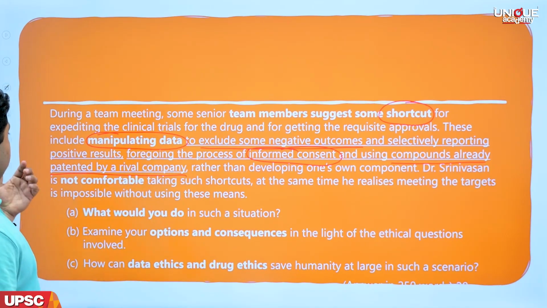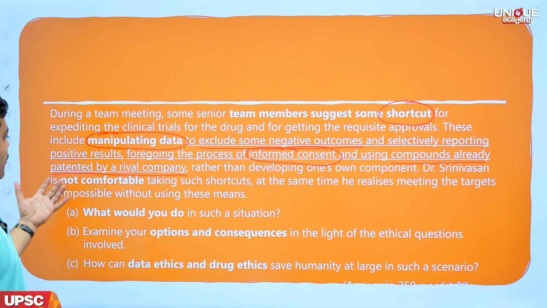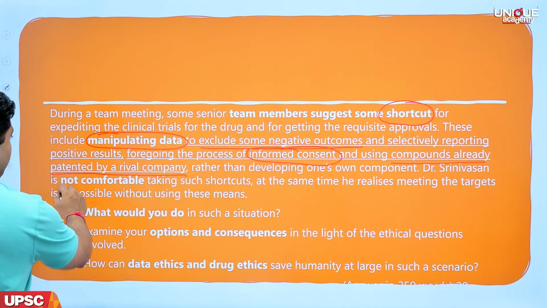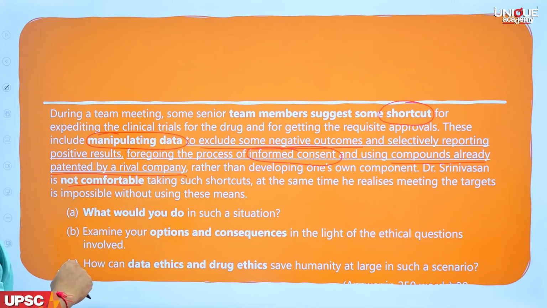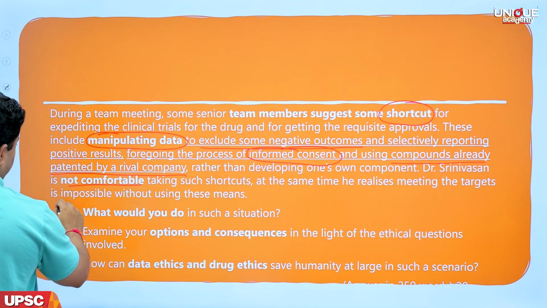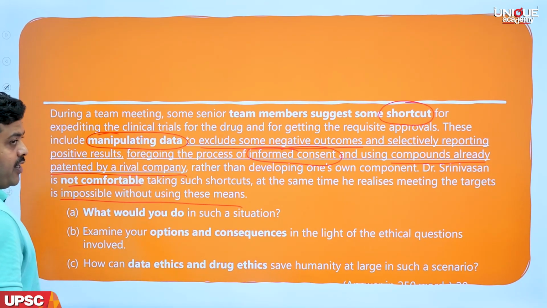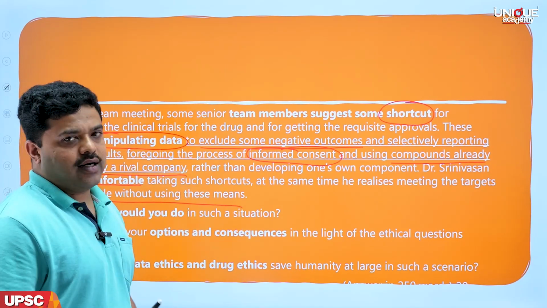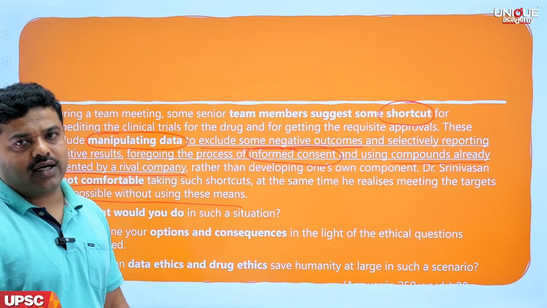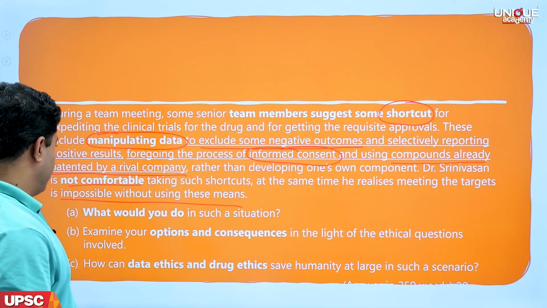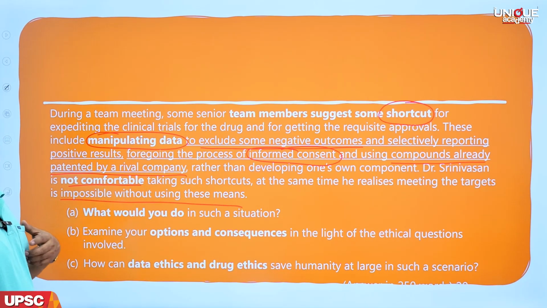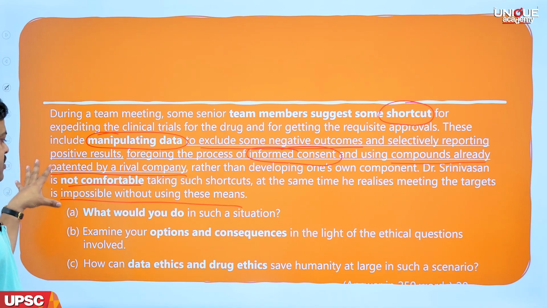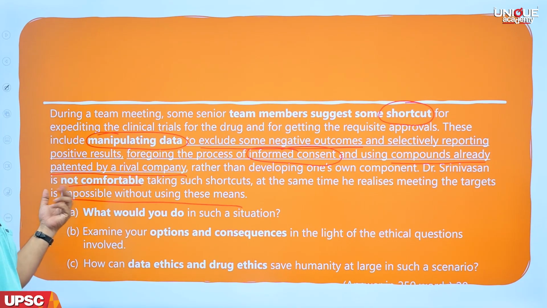Okay, Dr. Srinivasan being ethical person, he is not comfortable with any of these suggestions. Okay, at the same time he realizes meeting the target is impossible without using such means. So उसको ये भी पता है कि अगर हम ऐसा नहीं करते हैं सो हमारा जो टारगेट है टू ब्रिंग द ड्रग फर्स्ट इन द मार्केट इज नॉट पॉसिबल. अब क्वेश्चन देखो, आप क्या सजेस्ट करोगे कि इस सिचुएशन में क्या होना चाहिए. सो इट इज नॉट फ्रॉम श्रीनिवासन पॉइंट ऑफ व्यू, इट इज फ्रॉम योर पॉइंट ऑफ व्यू टू टॉक.